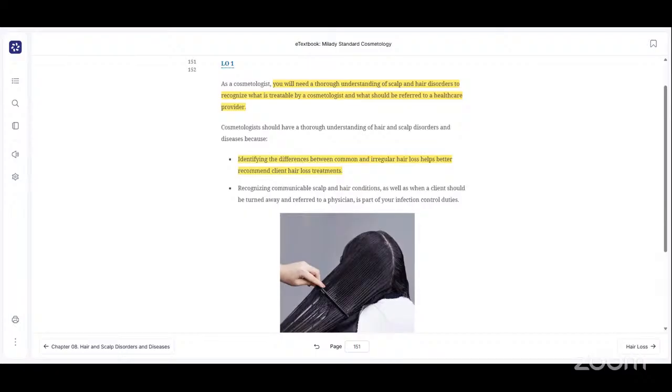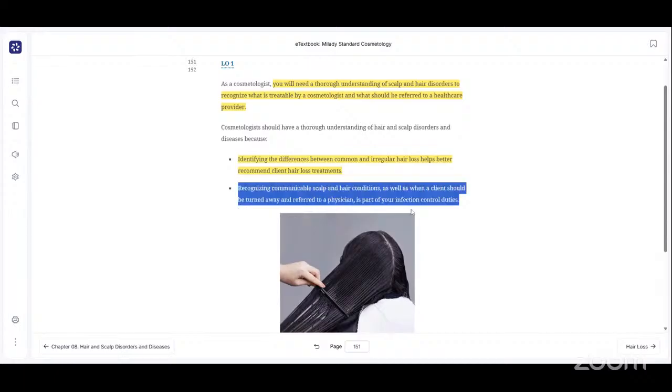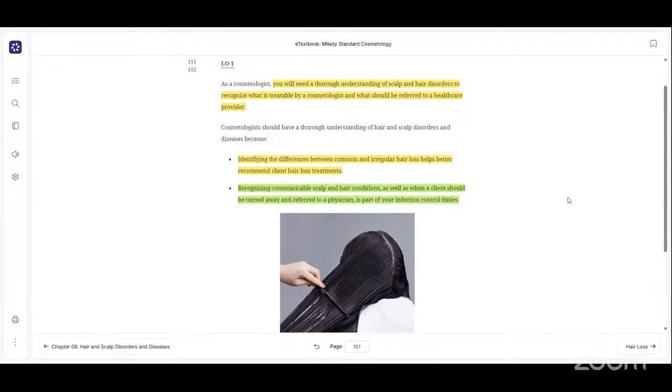All right. So that's why I always like to ask clients what's going on, so we can continue to move forward. I'm going to ask a lot of questions. I need to find out what's going on so we know what treatment to move forward with. Okay. That's identifying the difference between common and irregular hair loss. All right. Next, recognizing communicable scalp and hair conditions. So this is going to be a fun chapter, a really, really fun chapter.